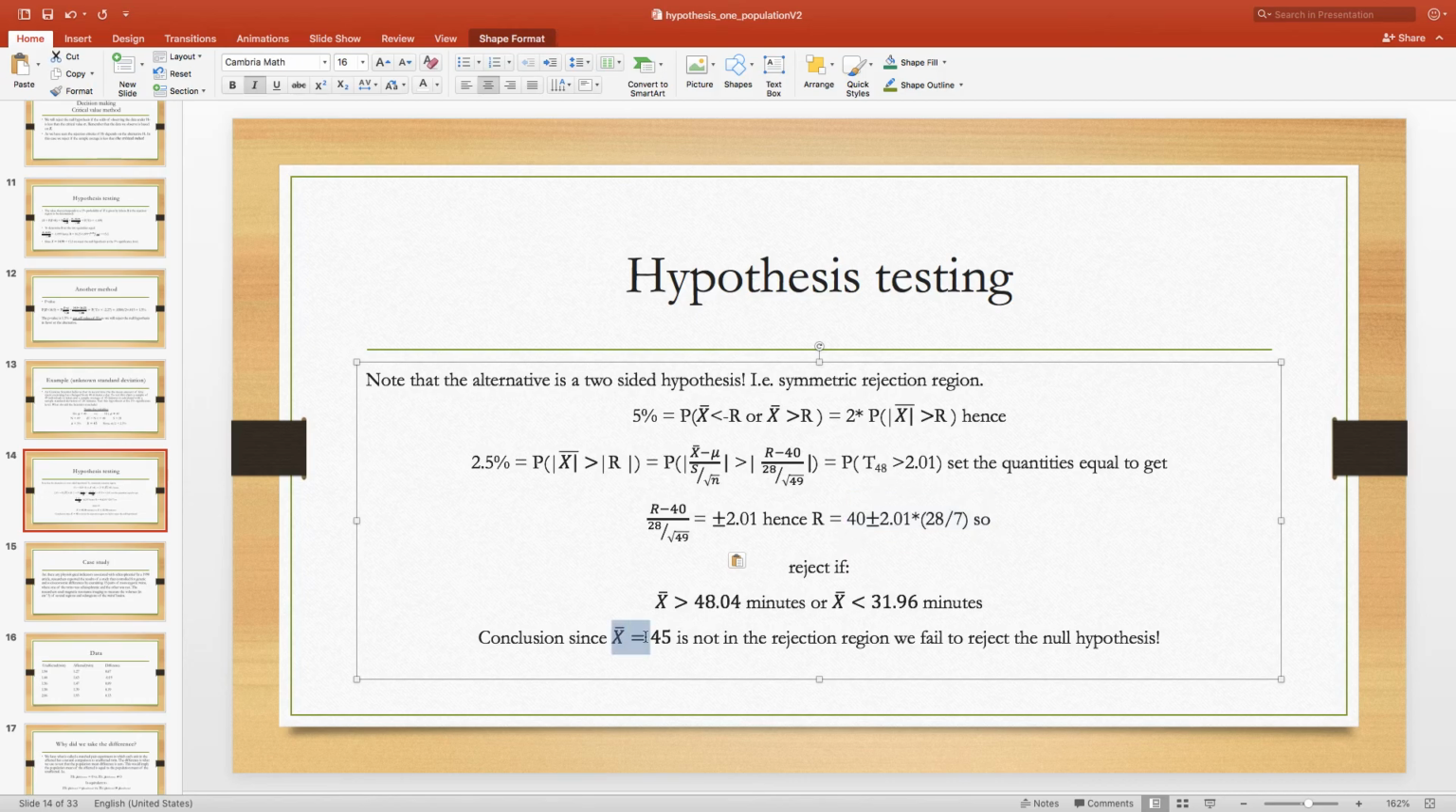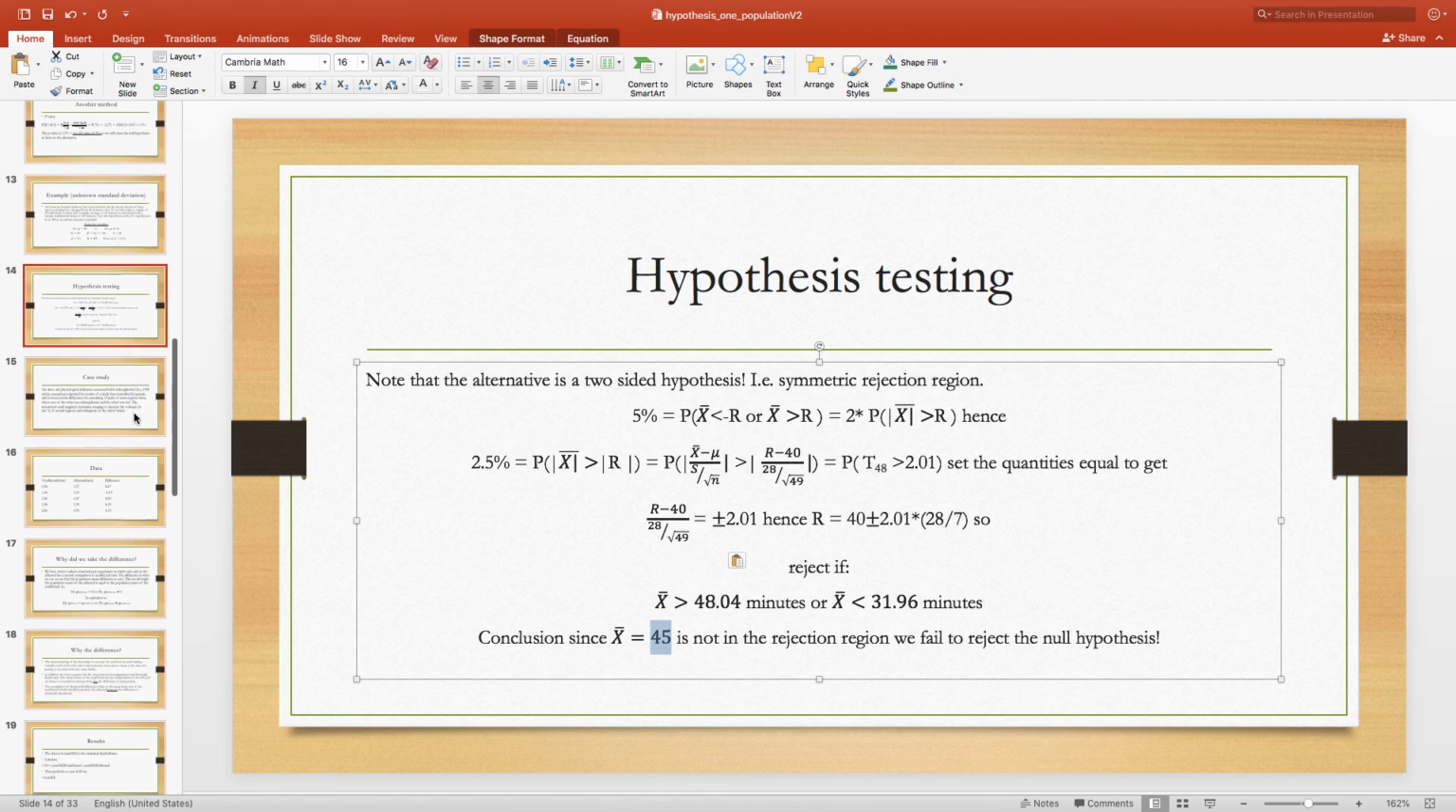Now, because this X bar is 45, it's not in the rejection region. It's not greater than 48.04, and it's not less than 31.96. So we fail to reject the null hypothesis. Even though the sample average is bigger than 40, it's not big enough. It could be due to random chance, or it could be due to the fact that the mean has increased. We just don't have enough evidence to conclude that the mean has increased. We need a larger sample size so that the data would be more clear.